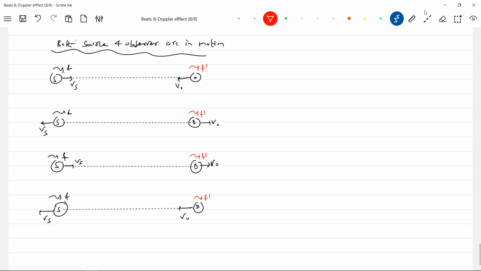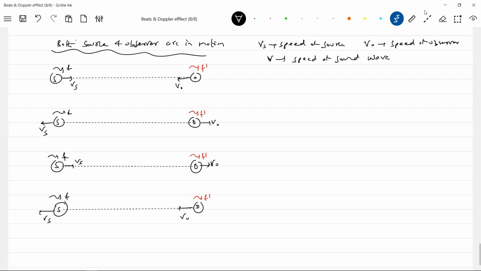So how to calculate the apparent frequency? And what is Vs? Vs is the speed of source. What is V naught? Speed of observer. And what is V? Speed of sound. Okay, first case.